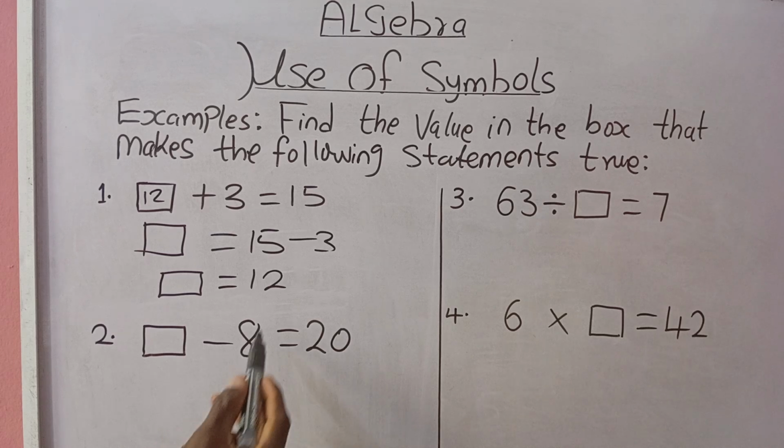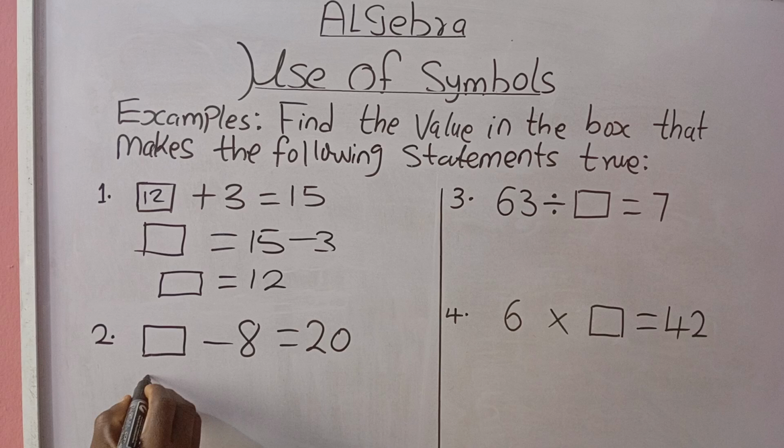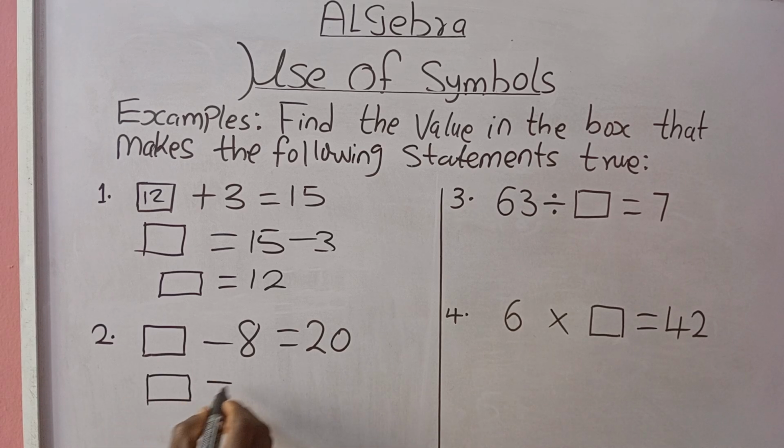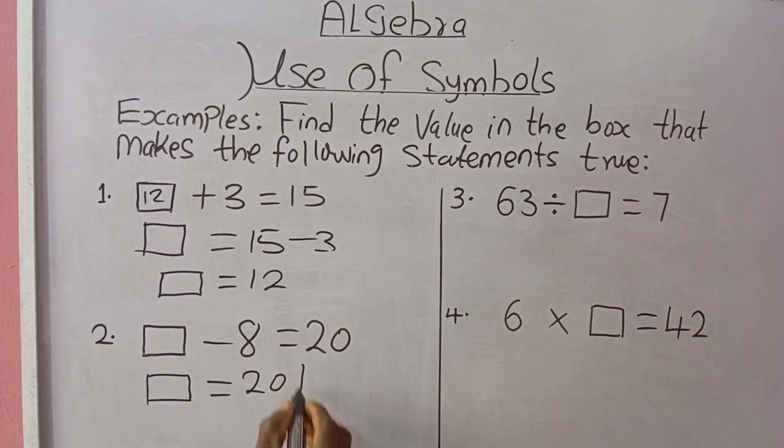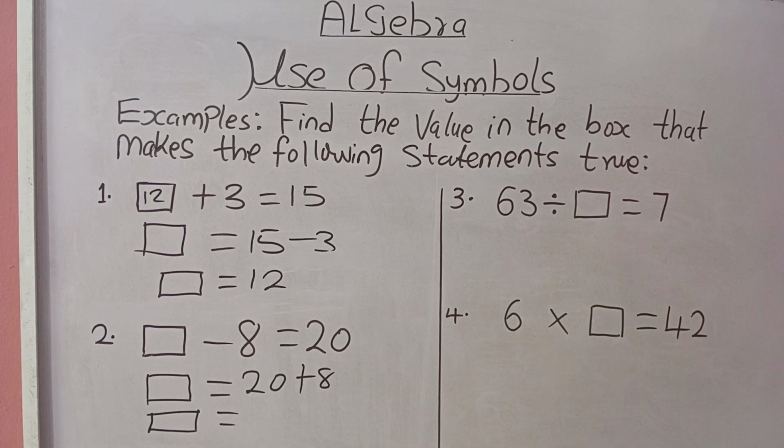Number 2, we have minus 8 here. When it goes to the other side, it becomes what? Plus. So we have box is equal to 20, then minus 8 going to the other side becomes plus 8. That will now give us box is equal to 20 plus 8, which gives us 28. So 28 is the number that goes into the box to make the statement true. All right, so we write it here, 28. So 28 minus 8, will it give us 20? Yes, of course, it will give us 20.